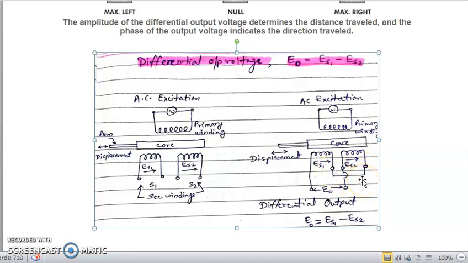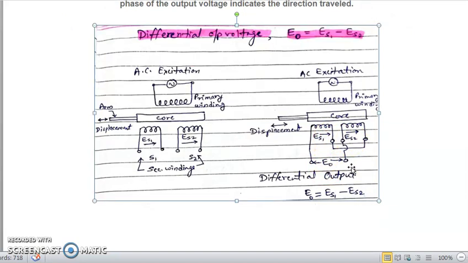So what will happen in series connection? We know that the net value of voltage is the sum of both the voltages of the two components connected in series. But here, due to series opposition, the algebraic sum will actually be the difference between the two. So here the output E0 is a differential output.